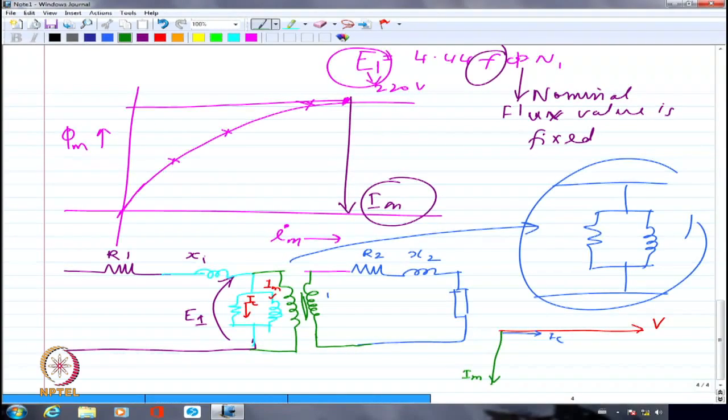Normally the core loss component of current will be much smaller than the magnetizing current. The core loss component is smaller because the eddy current losses are minimized drastically by laminating the core. Hysteresis losses still exist. I can't eliminate them. But the eddy current losses are minimized to a large extent because of the lamination process of the core. Okay? So now when I add them together, right, these two are added together. So I'm going to get this as I naught.